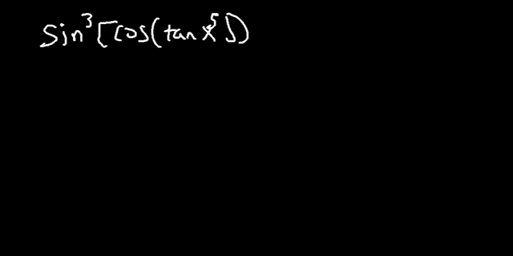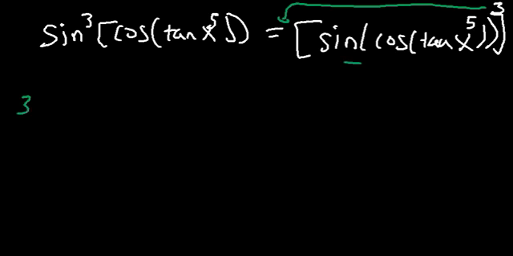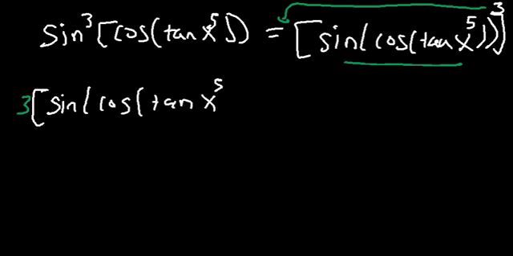Let's try this one. Let's say if we wish to differentiate sine to the third power, cosine, tangent, x to the fifth. First, I would rewrite it as sine, cosine, tangent, x to the fifth, raised to the third power. So start with the outside part. Let's move the 3 to the front. So it's 3, keep the inside the same, sine, cosine, tangent, x to the fifth. And then subtract the exponent by 1, so now it's 2.